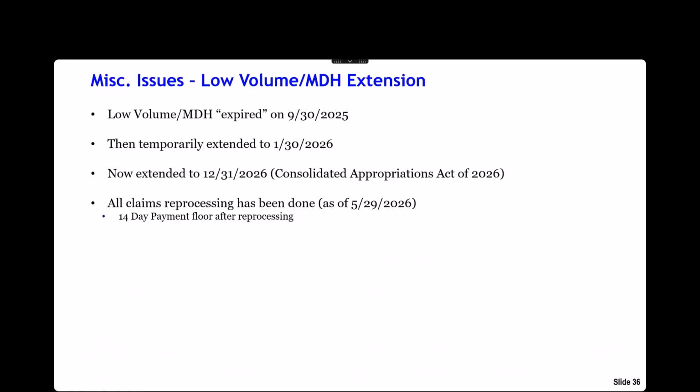So these seem to constantly, and it's been this way for a decade now, where they expire. Legislation expires. Let me back up a second. Low volume and MDH both, when MDH first came out, and then when low volume was first expanded, they were both set up as temporary provisions. They've never technically been permanent. They've always been temporary, but they've been continually extended over the decades. And that's how we still have it today. They're still not permanent.